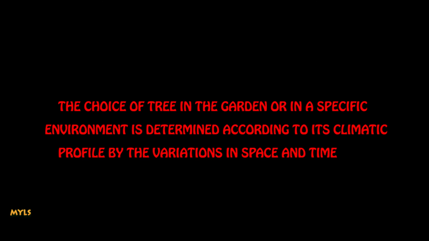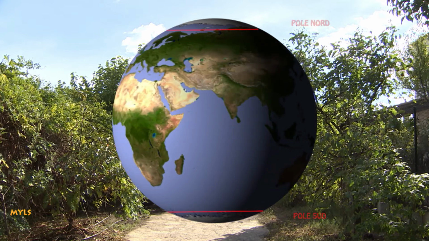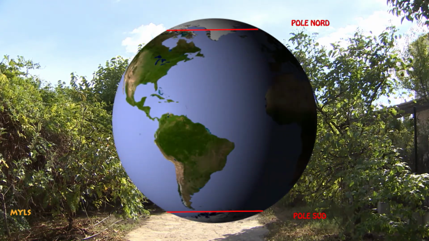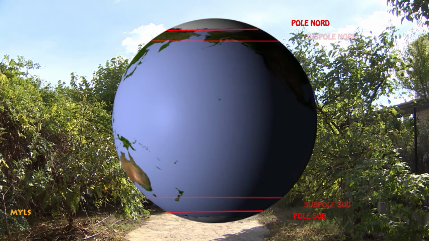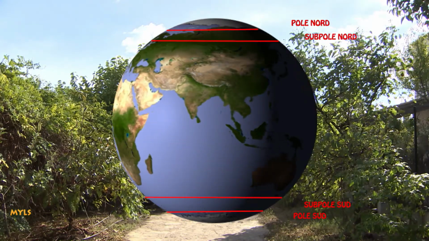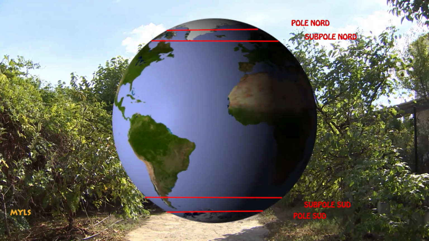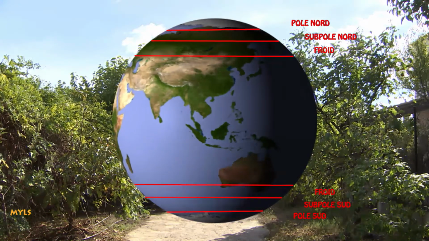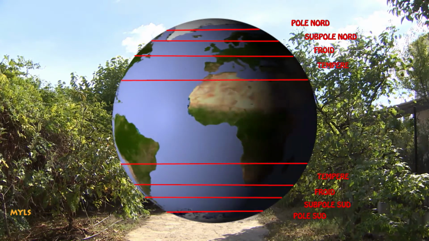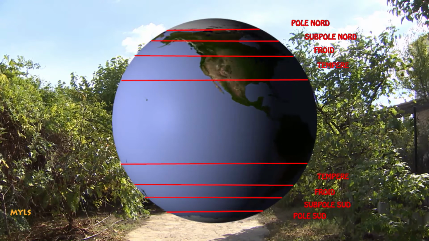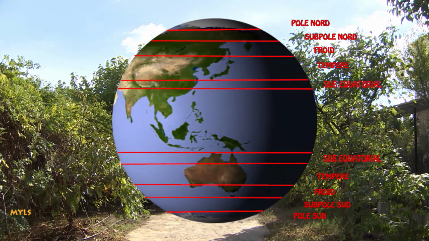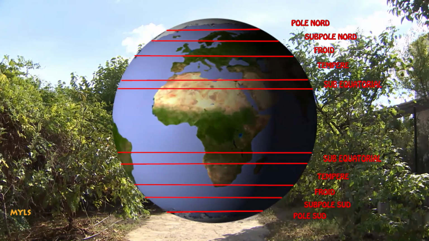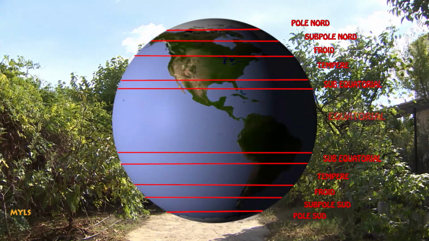The choice of tree in the garden or in a specific environment is determined according to its climatic profile by the variations in space and time. So we can trace horizontal and parallel lines globally defining on each hemisphere 6 climatic zones. 1. Polar zone. 2. Subpolar zone. 3. Cold climate zone. 4. Temperate zone. 5. Subtropical zone. 6. Equatorial or tropical zone.